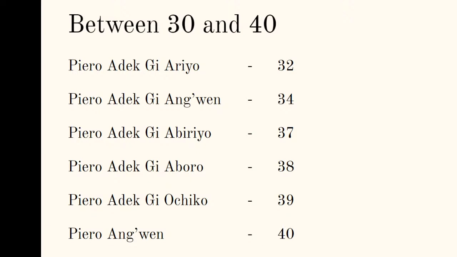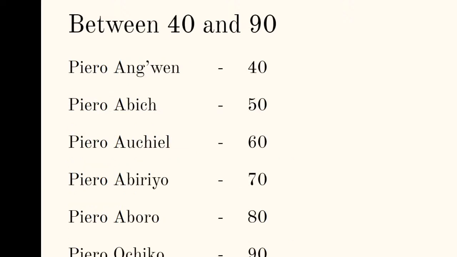Piero adek gi ariyo. Piero adek gi ang'wen. Piero adek gi abiriyo. Piero adek gi aboro. Piero adek gi ochiko. Piero ang'wen. Good. So the counting continues that way, like that is systematic from 1 through to 99.